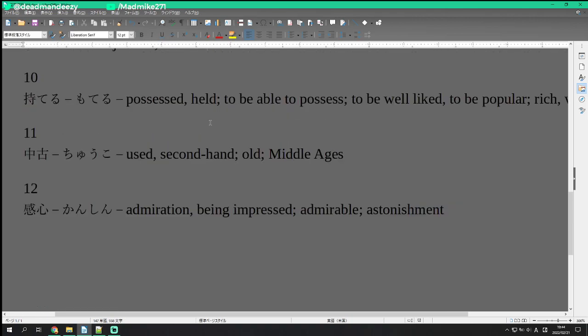Number 10 is moteru, with our kanji for to hold, or motsu is our verb for to hold. Moteru is therefore either to be holding or possessed. It can also mean to be able to possess, and in more colloquial ways, it can mean to be well liked, popular, or rich. Moteru na, like you're holding a lot, aren't you? You hold people's attention. You have a lot of wealth, something like that. Moteru, to be held or to be able to be possessed, or someone who is popular or rich.